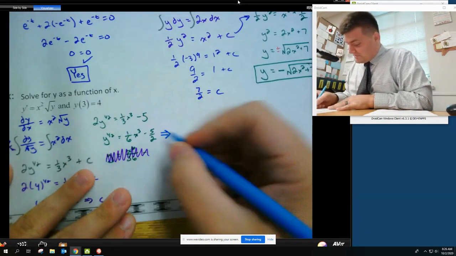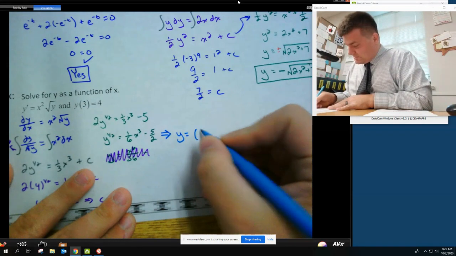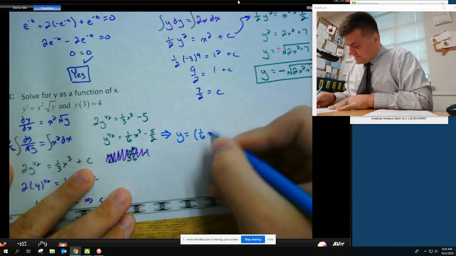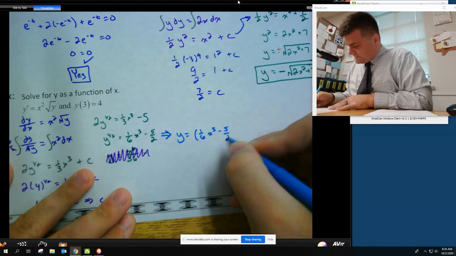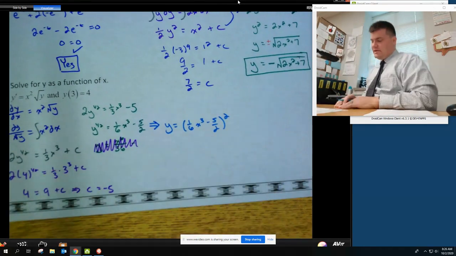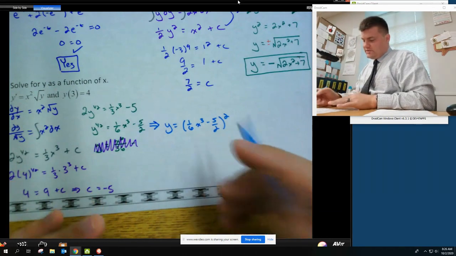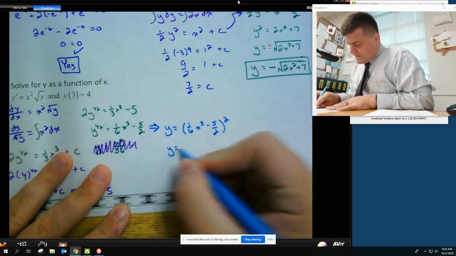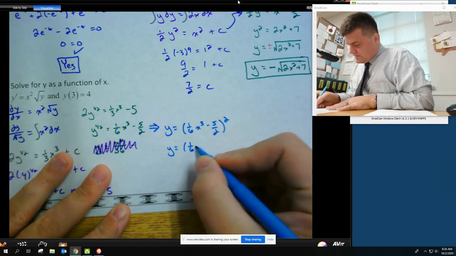When I square both sides, I'm going to get y equals 1/6 x cubed minus 5 halves, all squared. So you got to square everything on that side. I was going to say this is too easy. Well, you have to expand it now, and then distribute.